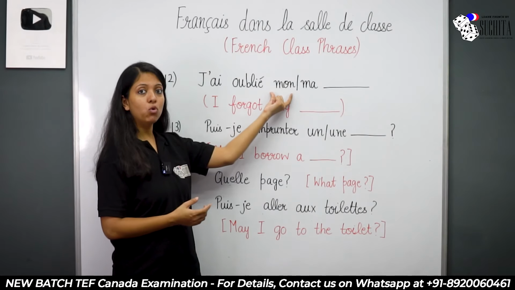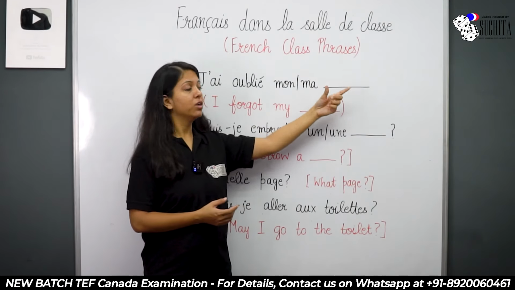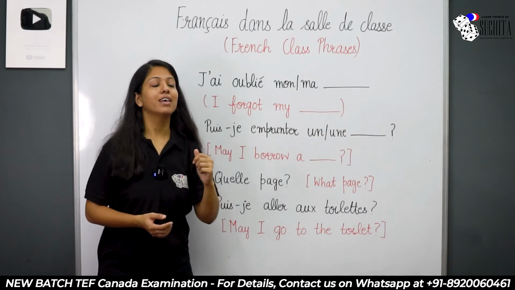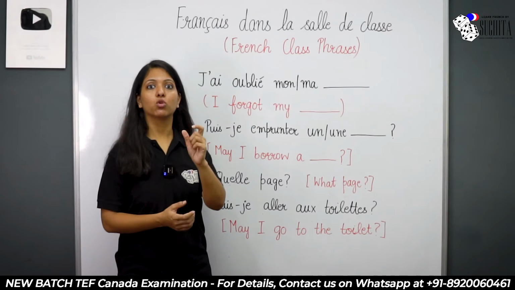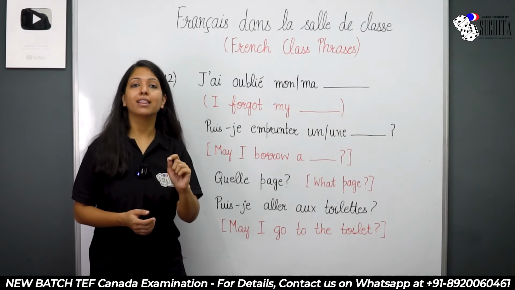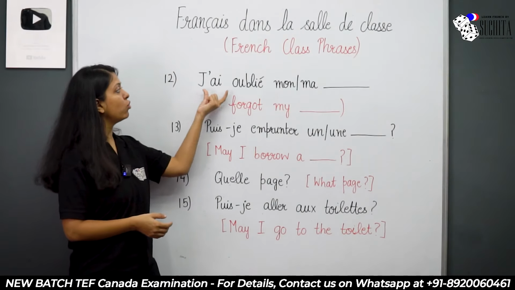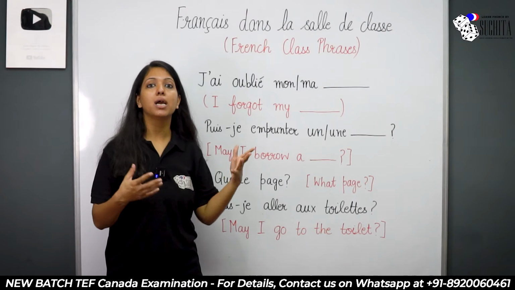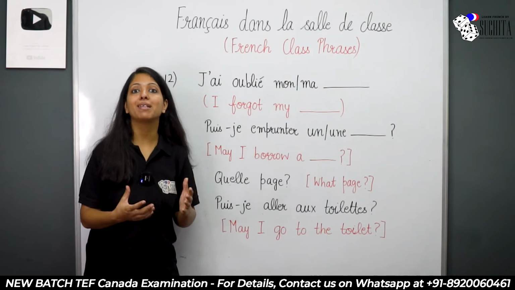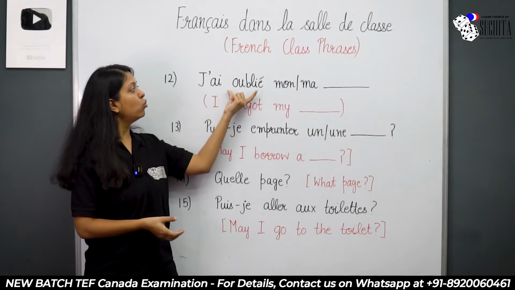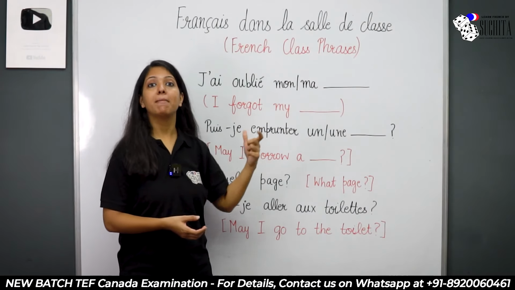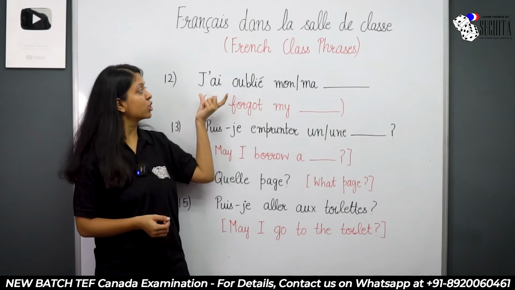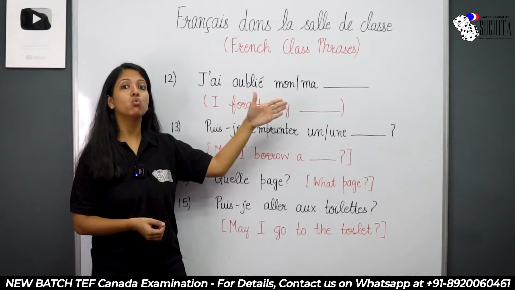Now, you will write mon if after that you have a masculine word. You'll write ma if after that you have a feminine word. The word book in French is livre and that is masculine. So you will say j'ai oublié mon livre. And if you want to say I forgot my pencil case, you will say j'ai oublié ma trousse. Why? Because the word trousse is feminine. J'ai oublié mon ou ma.